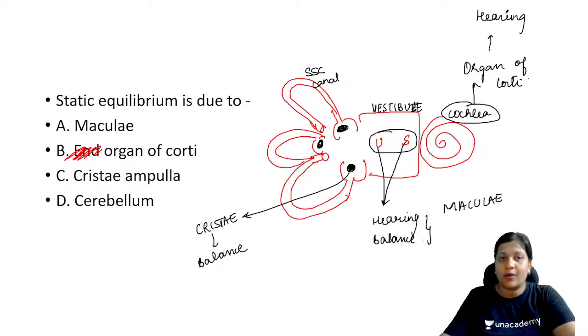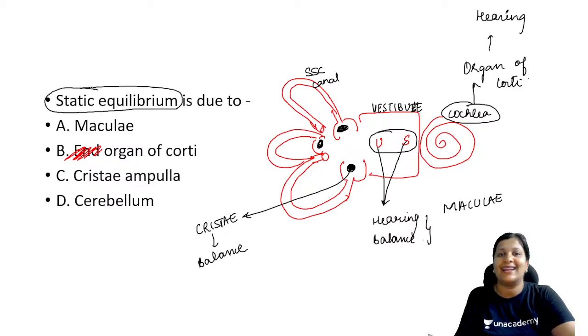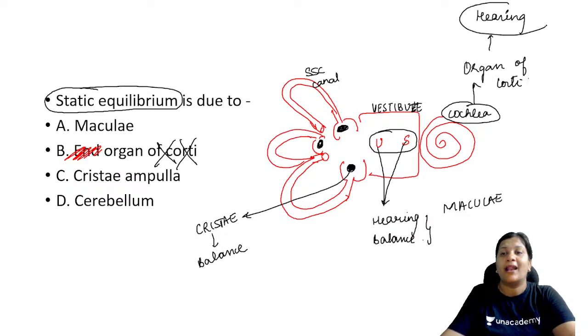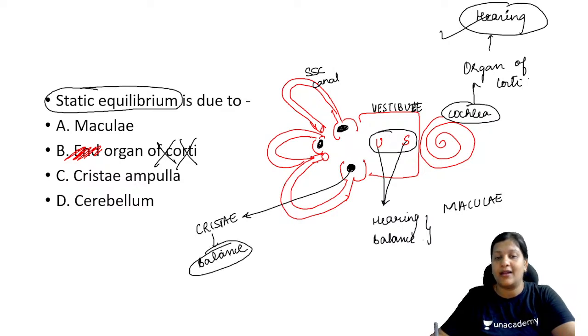Now, if you see the question, they're asking you something related to balance, which is static equilibrium. So, can I easily cut off the organ of Corti because it has nothing to do with balance and is only responsible for hearing? Yes. Now, there are two receptors in the inner ear for balance. One is crista, one is macula.